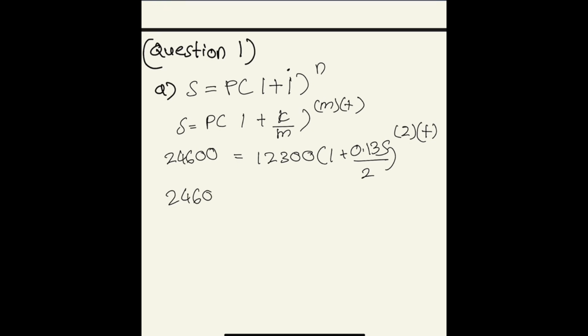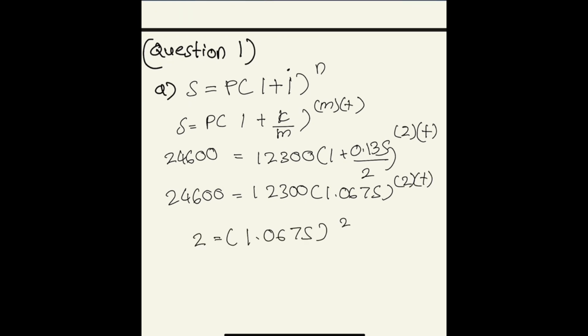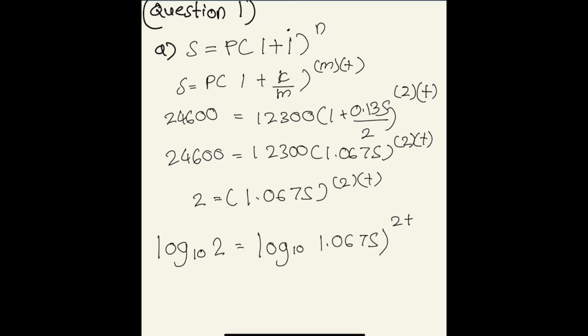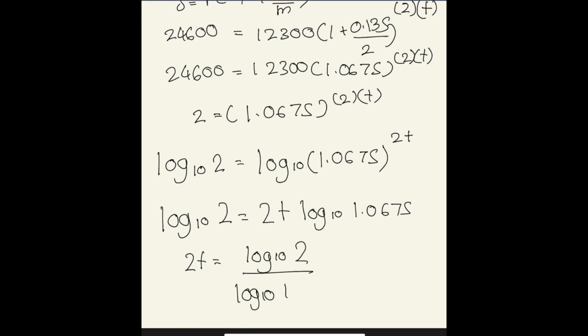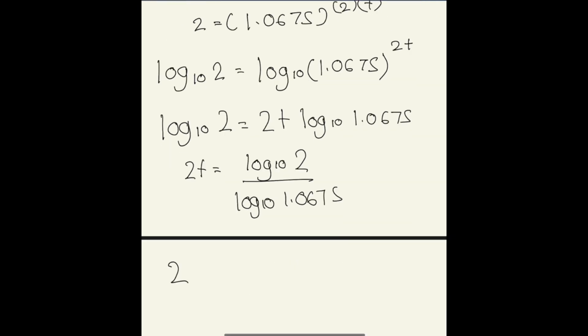So 24,600 equals 12,300 times 1.0675 to the power of 2t. So 2 equals 1.0675 to the power of 2t. So we're going to use log: log 2 equals log 1.0675 to the power of 2t. By the principle of logs, log10 2 equals 2t log10 1.0675. So 2t will equal log10 2 over log10 1.0675.